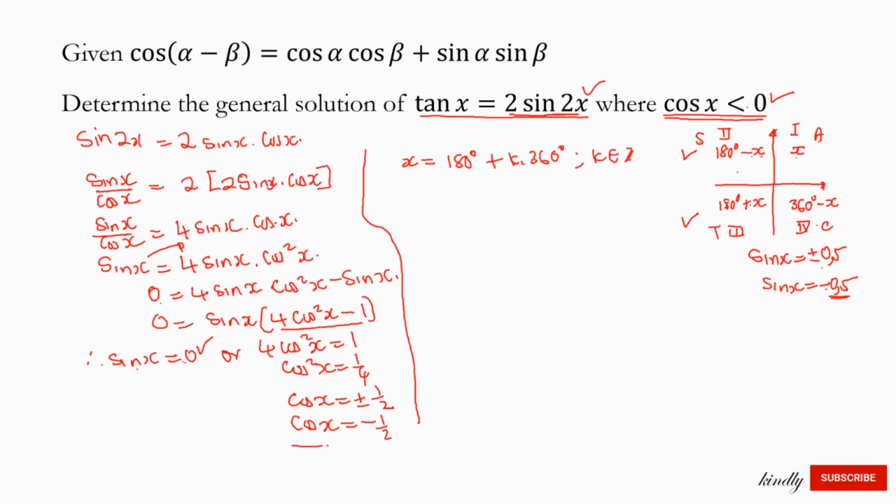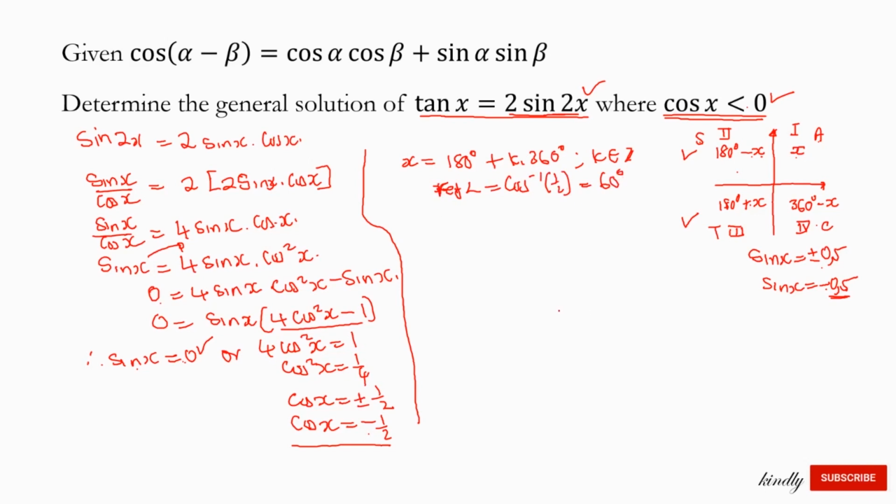Then when we come here, we need to get our reference angle. What did we say? We're going to ignore the negative sign. So arc cos half. So x, or reference angle, is going to be arc cos of 1 over 2, which is equal to 60 degrees.